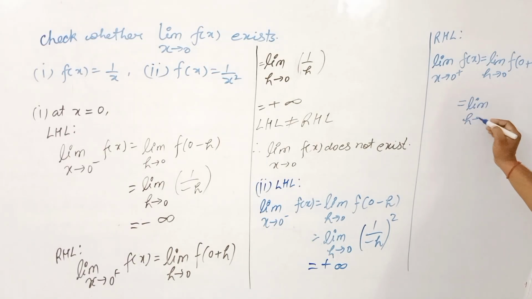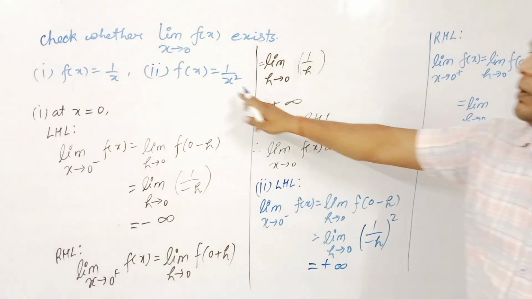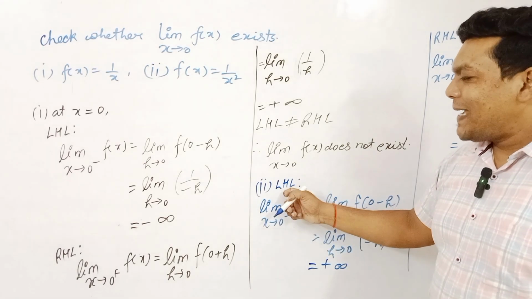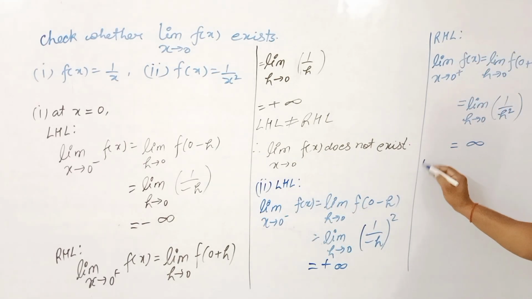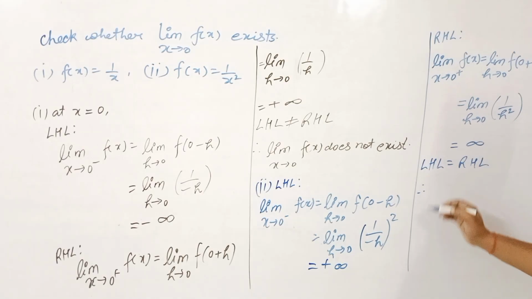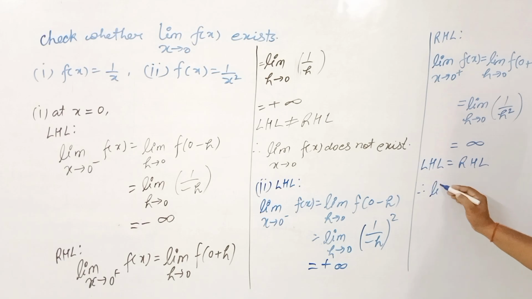So which will be what? Limit h tends to 0. When you find f of h, what will it be? f of h is 1 upon h square. So 1 upon h square, when you put h tends to 0, it will give you plus infinite. Now look, what is LHL? What is RHL? LHL equals RHL. Therefore, what do you say? Limit x tends to 0 f of x exists.